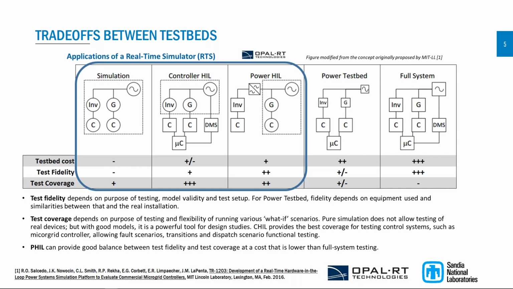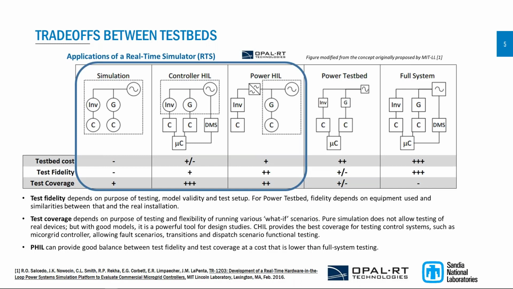For example, test fidelity depends on the purpose of the testing, how good your model is, and what the test setup is. For a power test bed, fidelity depends on the equipment used and the similarities between that and the real installation. Whereas test coverage depends on the purpose of the testing and flexibility of running various what-if scenarios. Pure simulation doesn't allow testing of real devices, but if you have a very good model, then it is a powerful tool for design studies because you can run different scenarios. On the other hand, full system testing is very good in terms of fidelity, but the coverage will be less because it's not as flexible to run multiple scenarios without creating problems in the actual system.